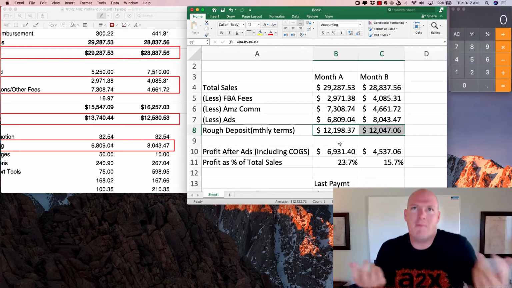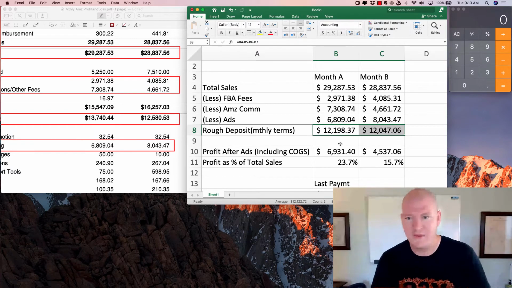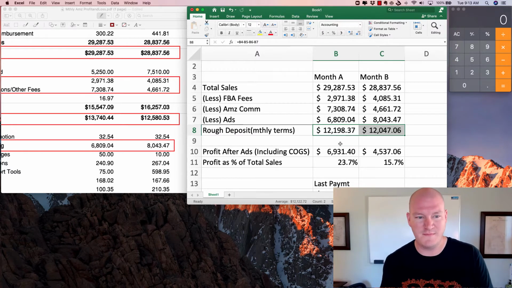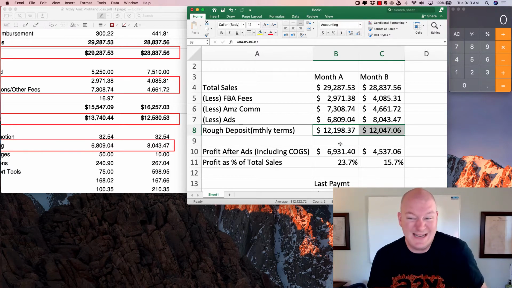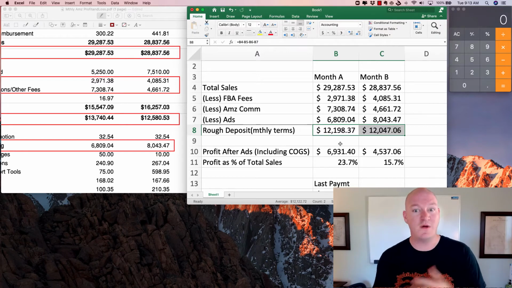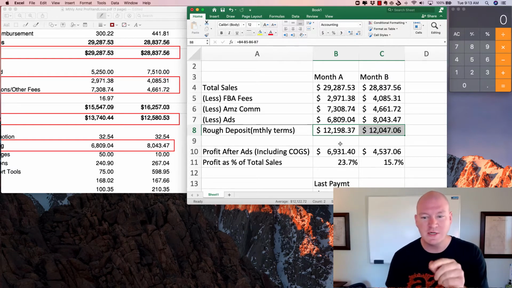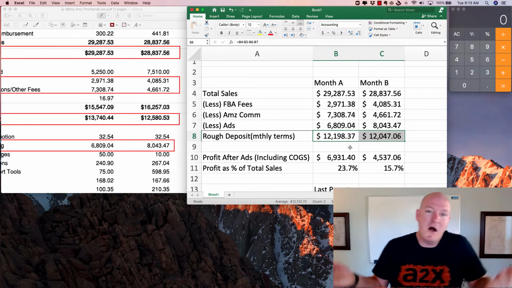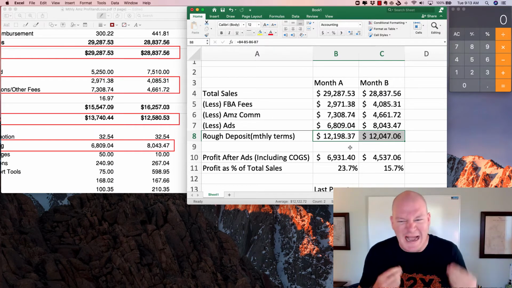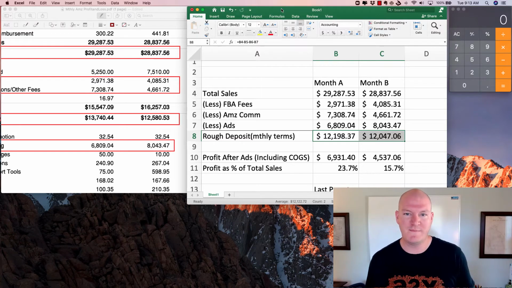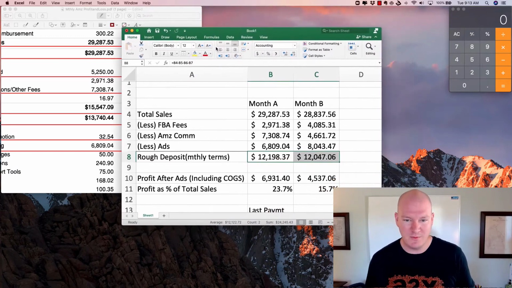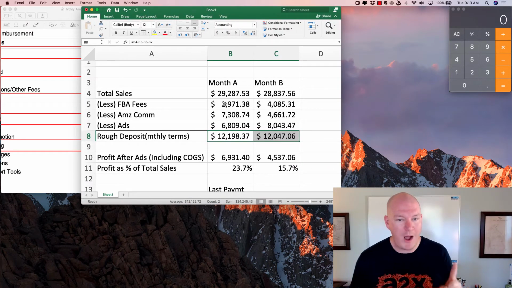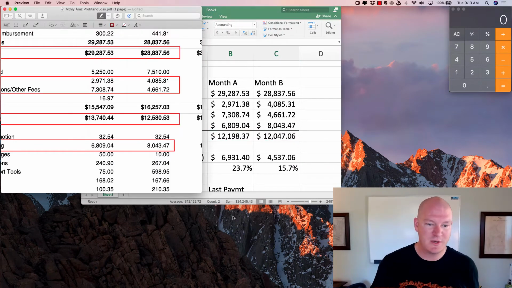If we could somehow magically have Amazon just pay us once a month and we just booked the deposit, these two deposits for month A versus month B would have actually been almost identical. It's $150 on 12 grand. You and I would have looked at these two deposits and we said, okay, month A and month B were almost identical in terms of our performance, right? We would have been almost equally happy with the performance of this first month versus the second month.